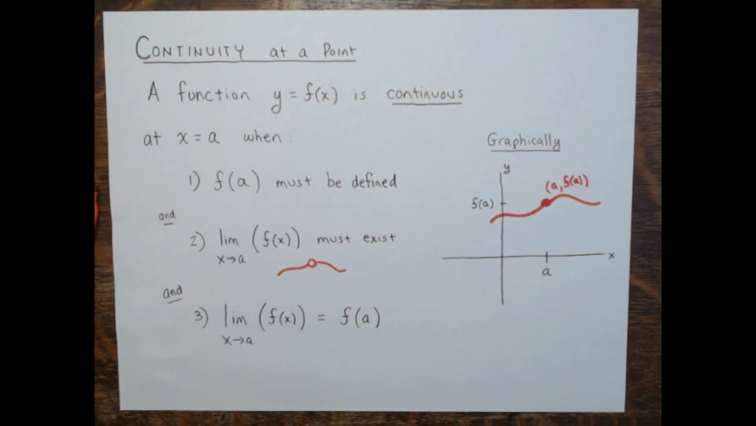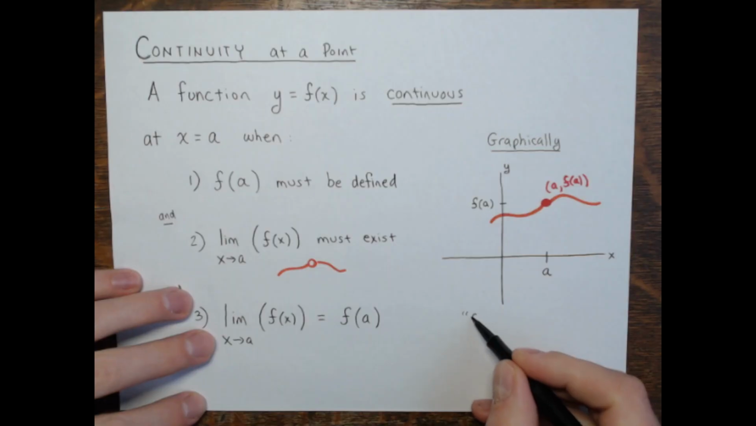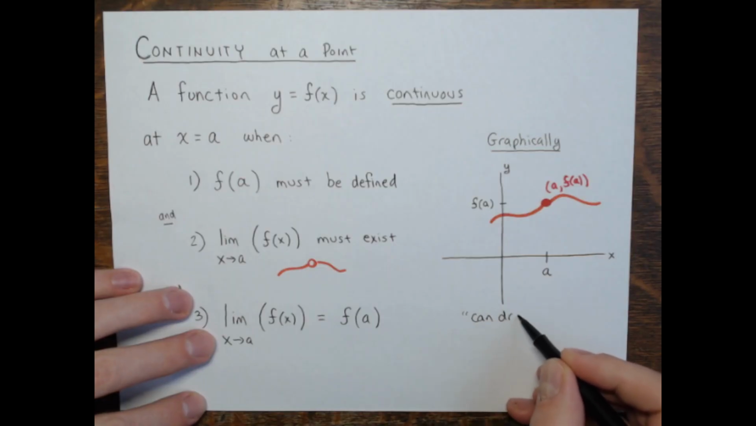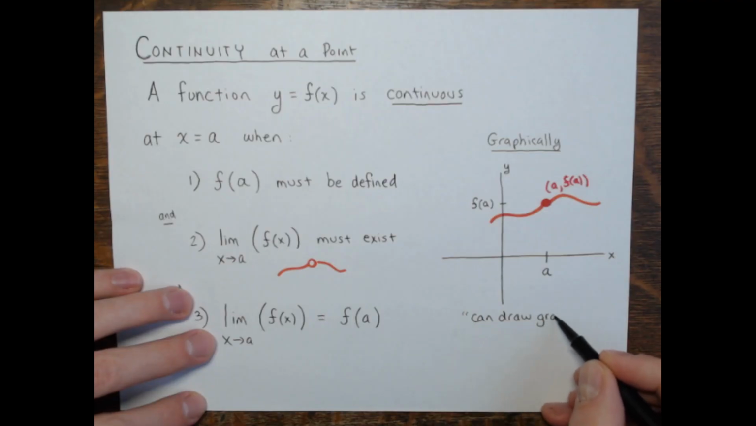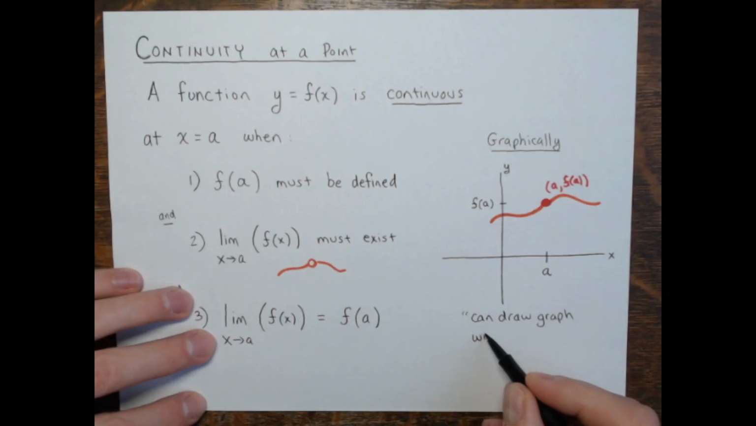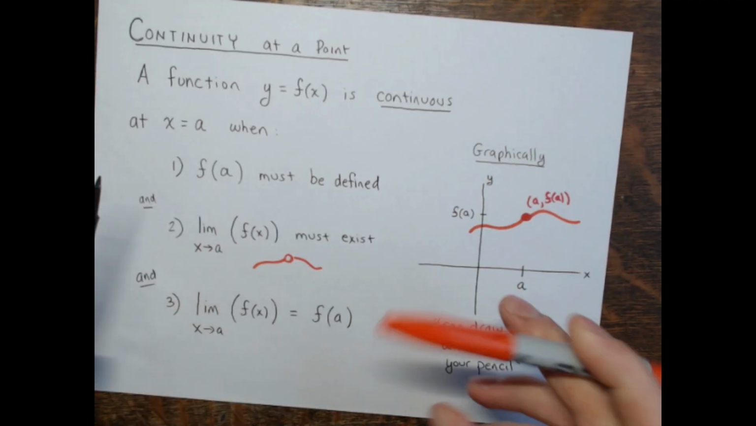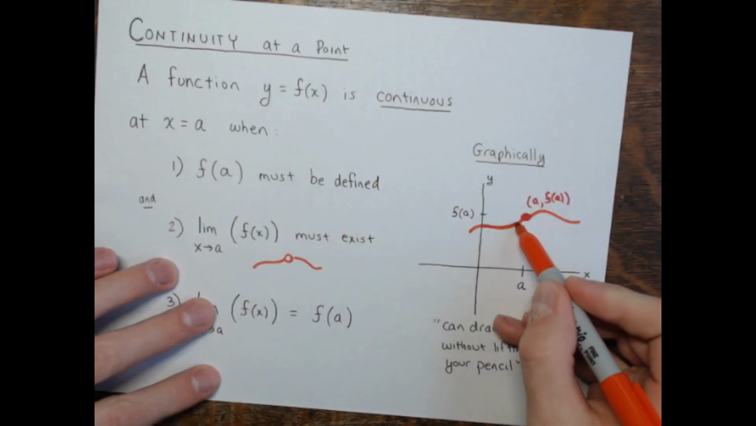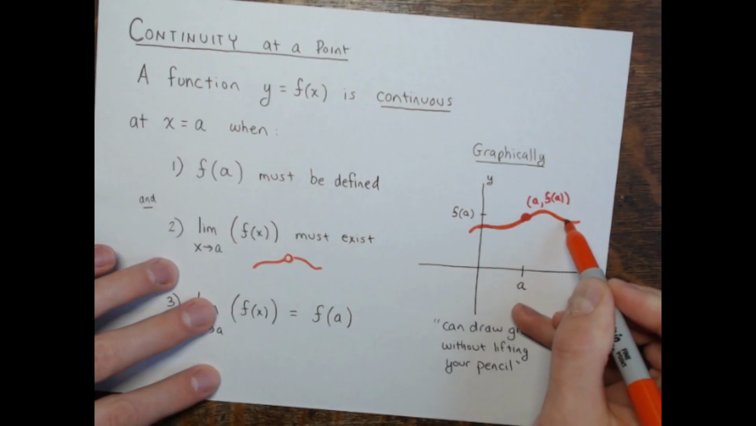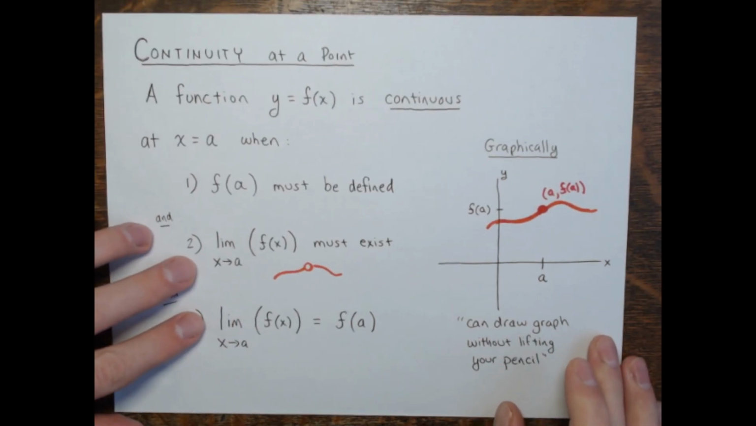Now, another way I've seen this described is that you can draw the graph without lifting your pencil. If I was drawing this around x equals a, coming in from the left, then at x equals a there's a solid point, so I don't need to lift my pencil, and I can keep drawing it. All right, so that's continuity.